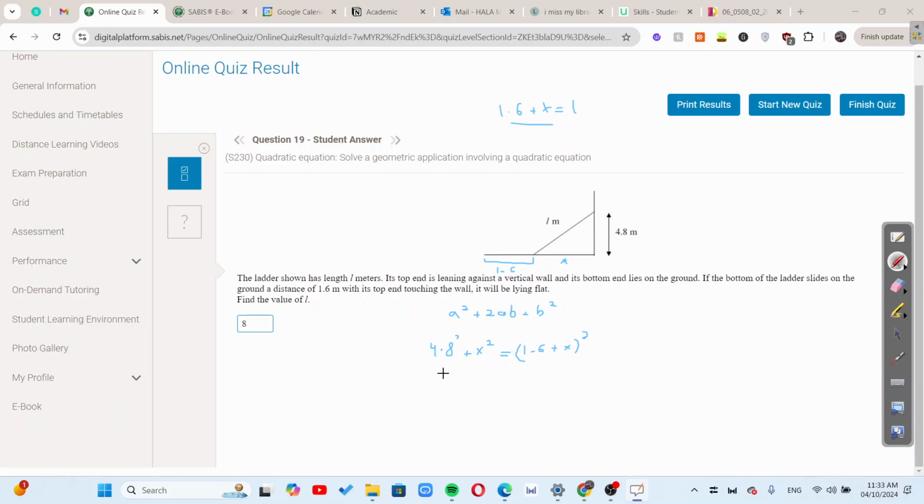So on your calculators, I have mine in front of me. 4.8 squared is 23.04. Now we need to find 2ab, which is 2 times 4.8 times x. So 2 times 4.8 is 9.6x.